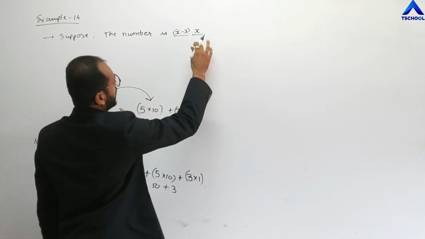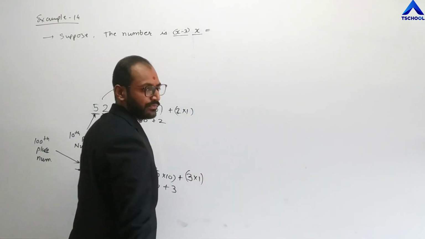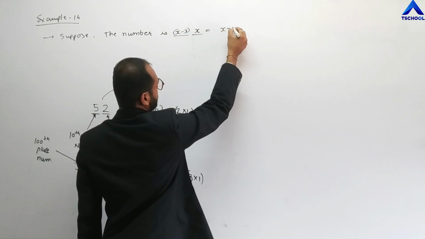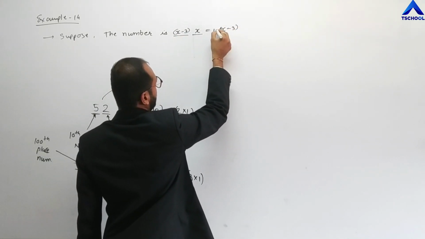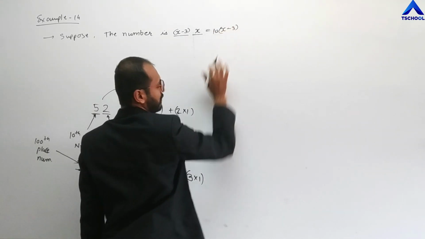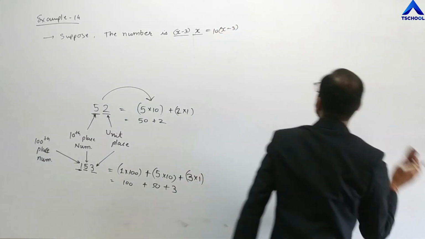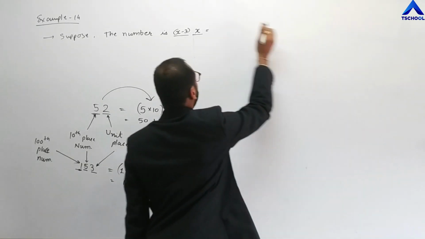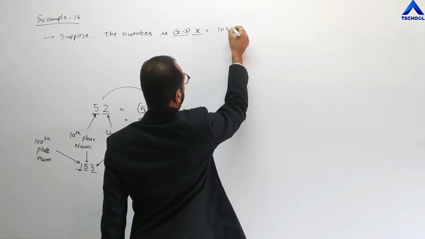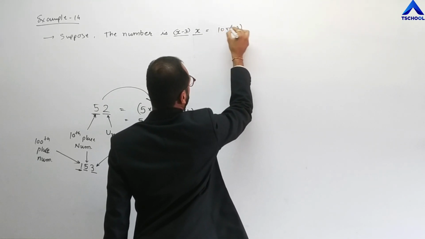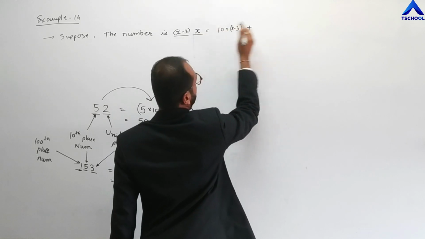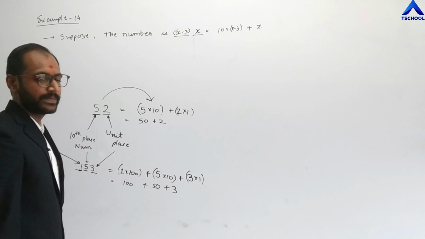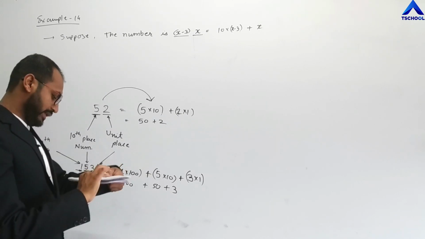So what is the conversion of the given number into its expression form? The 10th place is x minus 3, so x minus 3 multiplied by 10. The expression of the given number is 10 multiplied by (x minus 3), plus the unit digit x. Got this? Now, what is the given condition?